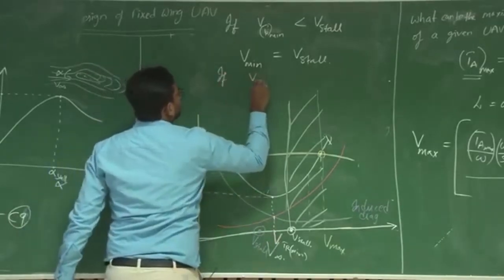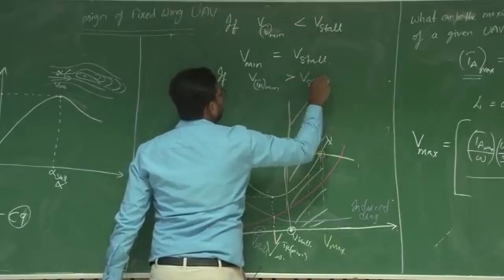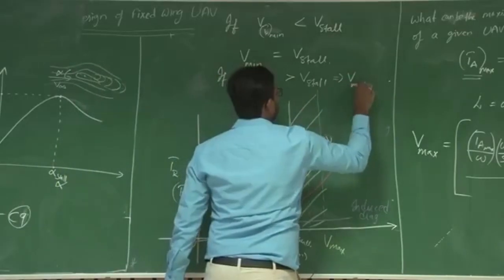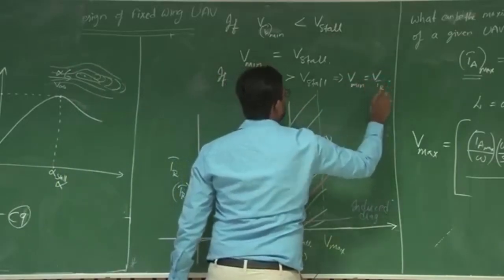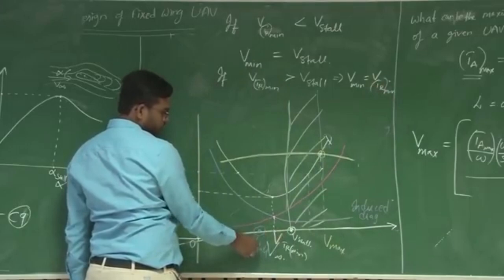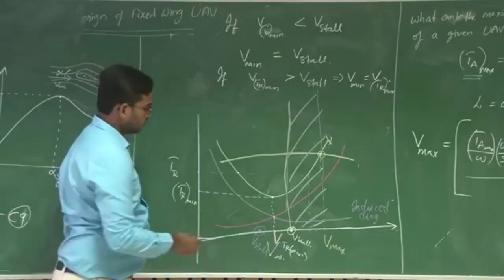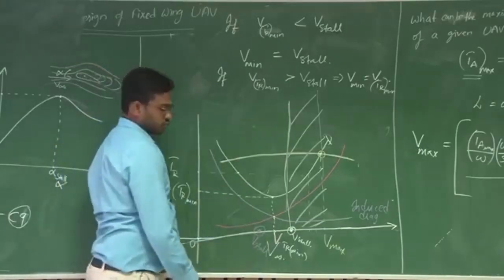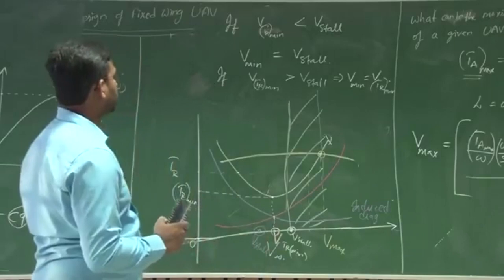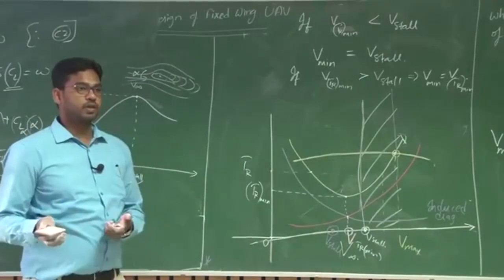If V TR minimum is greater than V stall, what will be the minimum velocity? V minimum is V TR, thrust required. Why? Because this V stall velocity lies in the unstable region of flight. So we can't fly at this particular velocity. That's why we consider V TR as the minimum velocity in that case. So these are the conditions for minimum and maximum velocity for a jet aircraft, if you are planning to build a UAV by using a mini jet engine.